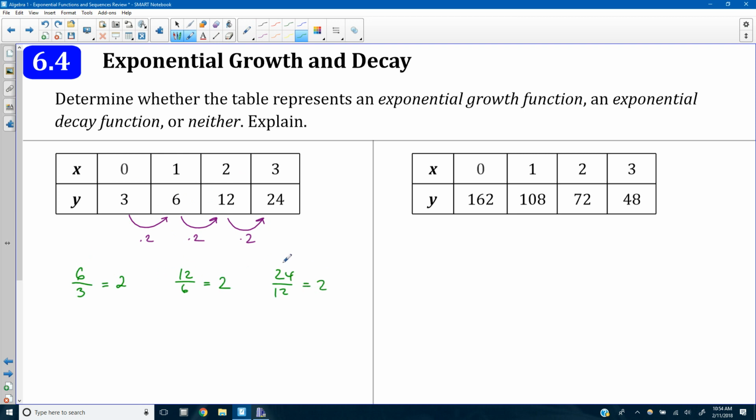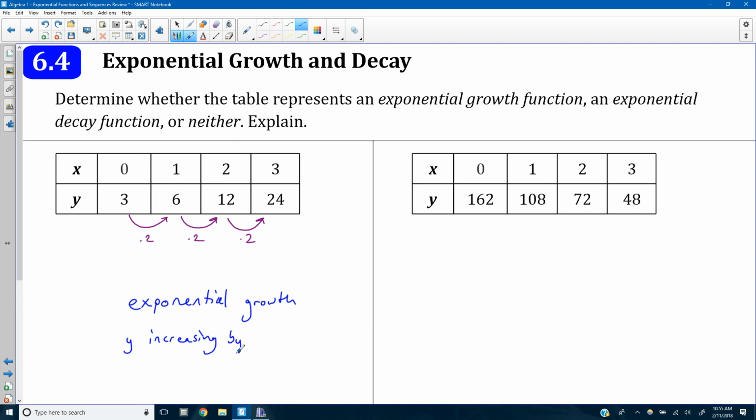So this commonly is growing. It's not growing by 2. It's growing by a factor of 2, by a multiple of 2, by 200%, or by 100%. It is doubling what it was before. So yes, this is exponential growth. Not because the y values are increasing. It's because they're increasing by a common factor of 2. Y is increasing by a common factor of 2.